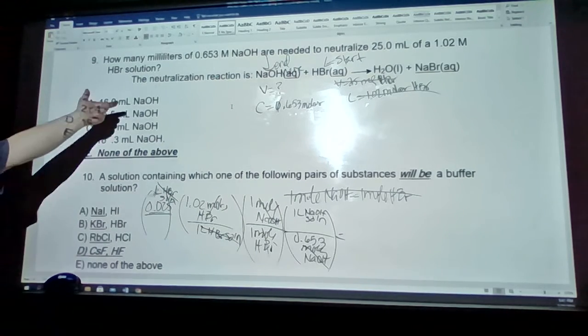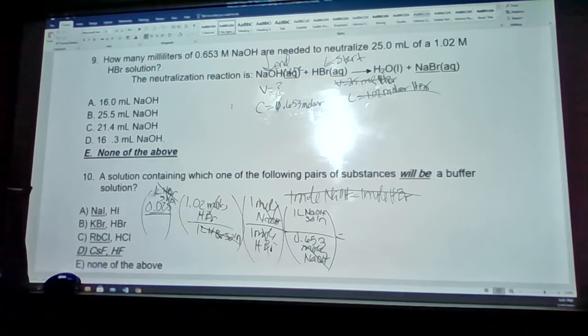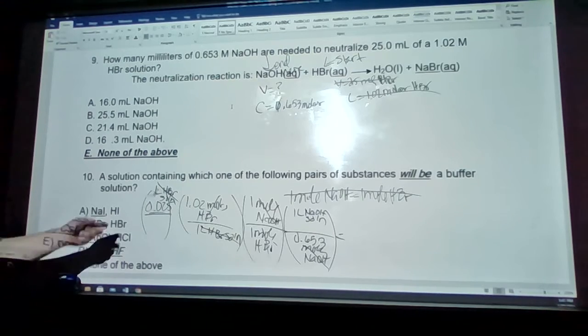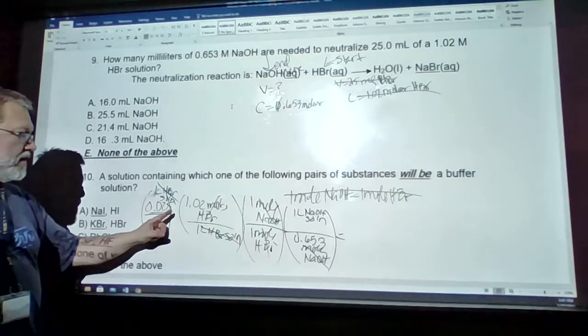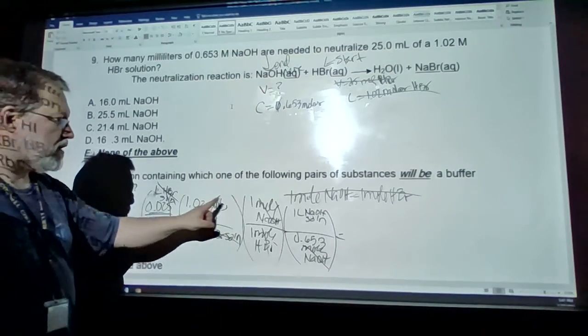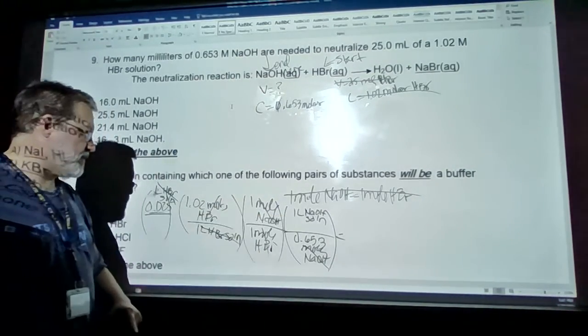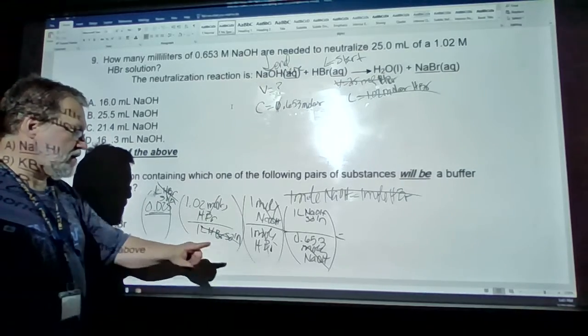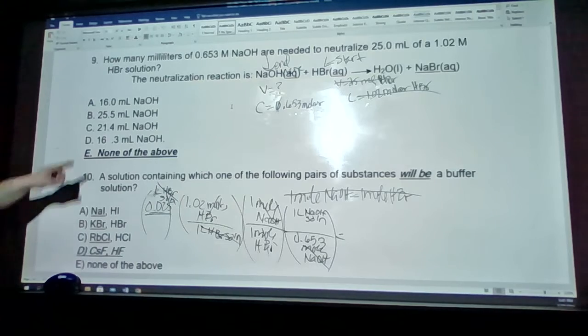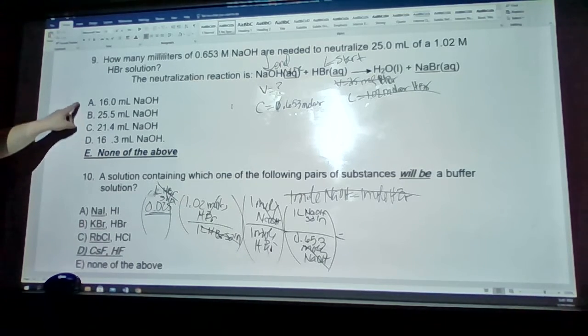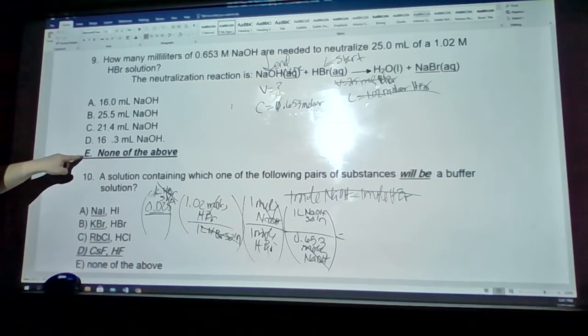You're asked to calculate a volume term. Our units are left in terms of volume. Run the math through, we should get the right answer. So it's 0.025 times 1.02 times 1 times 1, divided by 1, divided by 1, divided by 0.653. So the answer is not provided in any one of these. So the answer here is E for number 9.